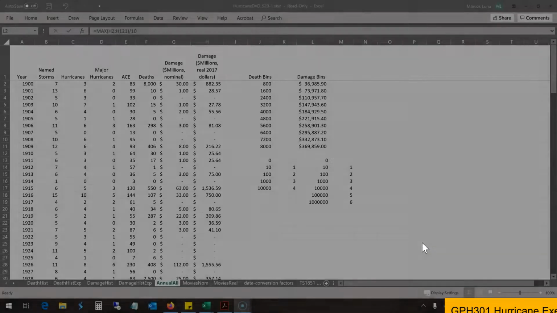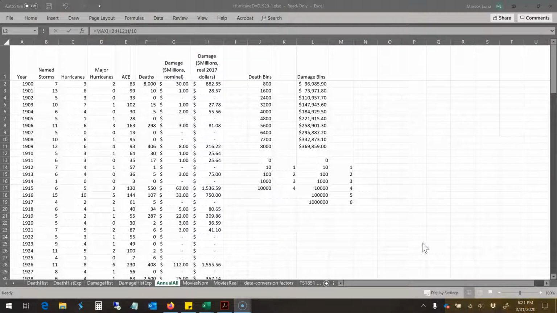This video lecture is a continuation of the hurricane exercise part 3, looking at tropical cyclones in relationship to damages and deaths. So far we have taken damages from nominal dollars and converted them to real dollars, which enabled us to look at a better comparison across time.